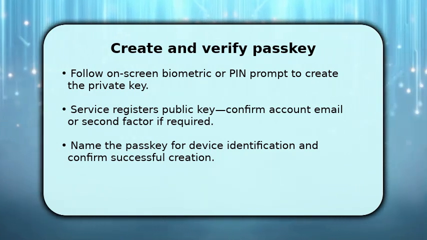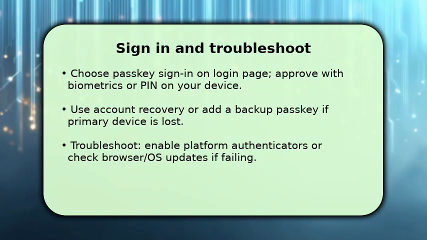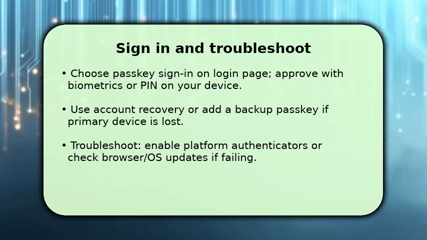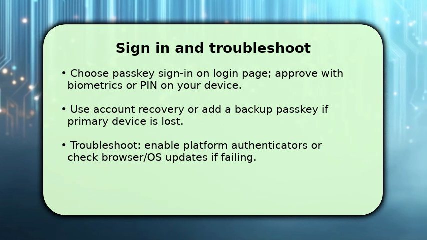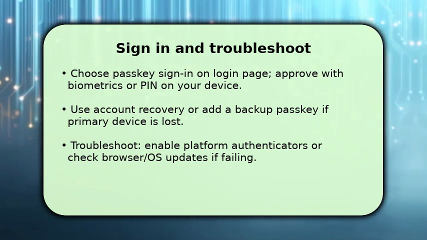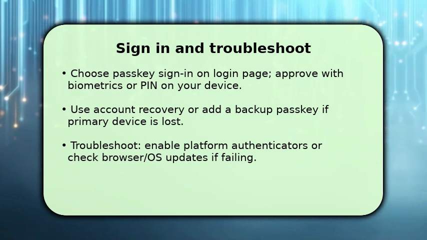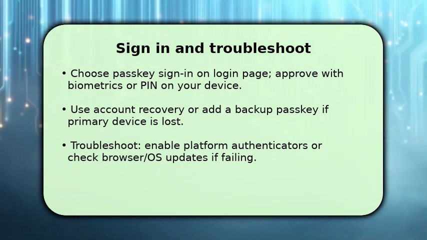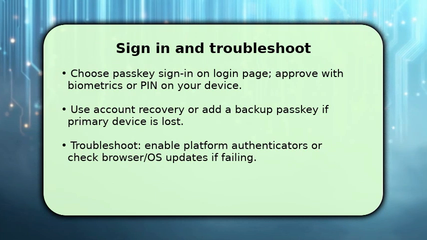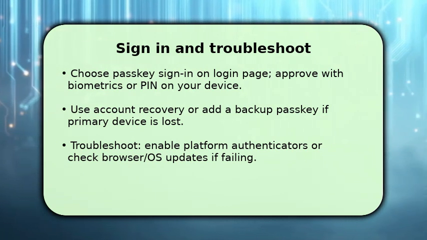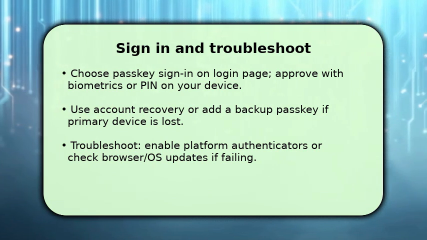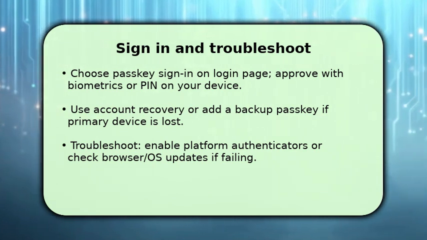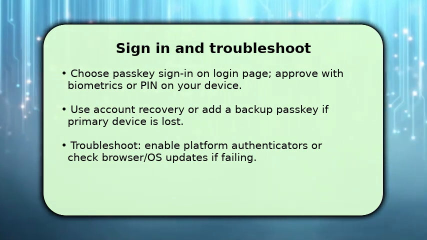to verify successful creation. To complete login, pick the passkey option at the sign-in screen and approve the request with your biometric or PIN on the registered device. If your primary device is lost, make sure you previously added a backup passkey or use the account recovery flow to regain access. If signing fails, check that platform authenticators are enabled and your browser or OS is up to date. Once updated, try again.